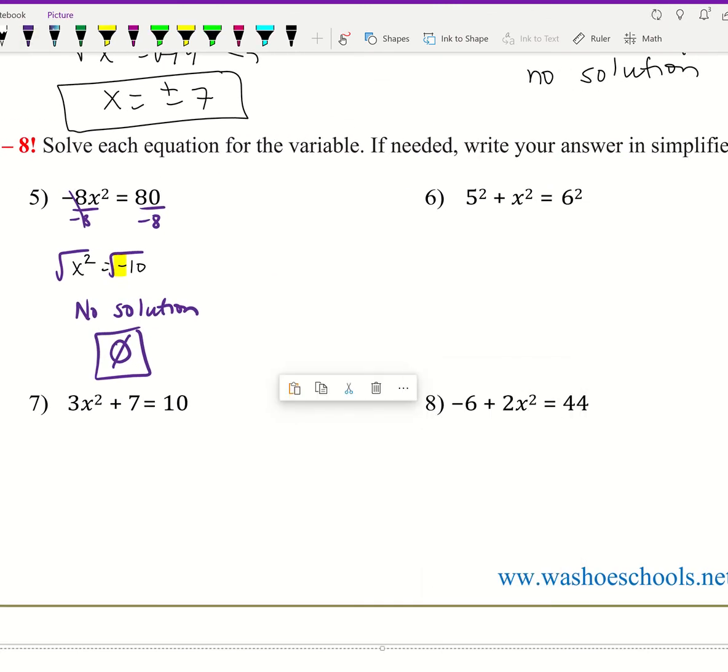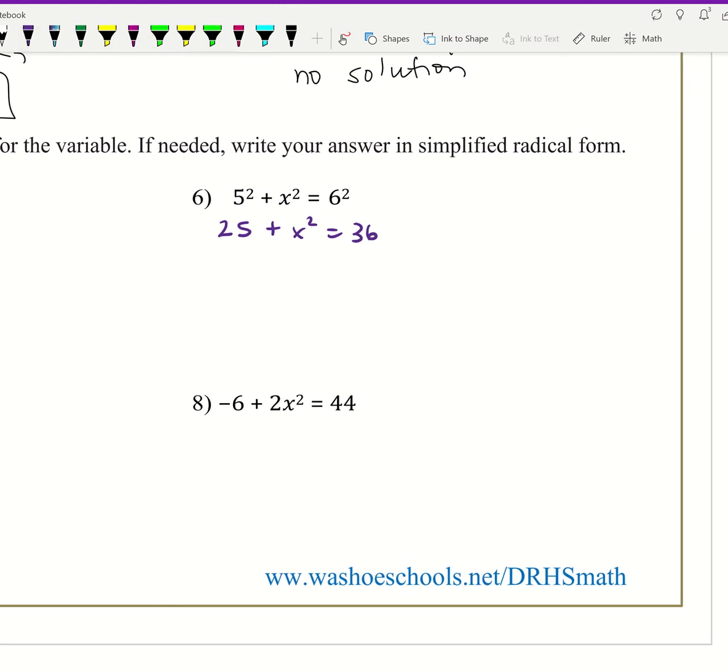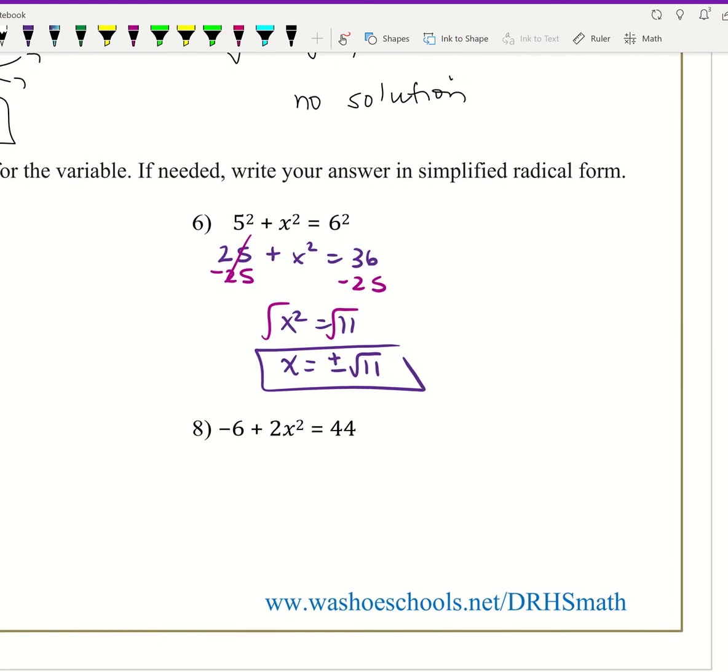Number 6, 5 squared is really 25, plus x squared is really 36. So I'm just going to write this in a more familiar form. And now I'll cancel adding 25 with subtracting 25. Rewrite this as x squared is equal to 11. And then I'll square root both sides. Now 11 is prime, so I cannot simplify this. So I am going to leave it as square root of 11. There's no pairs, but I'm going to write plus or minus in the front to show that there are 2 different solutions.